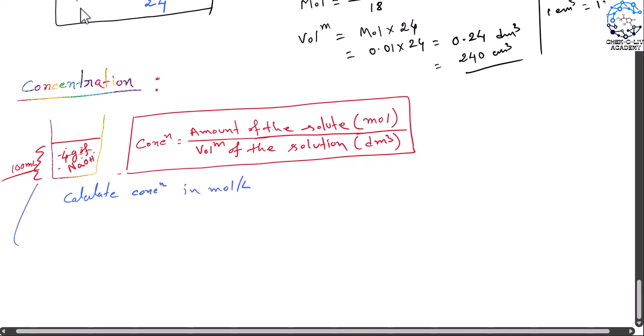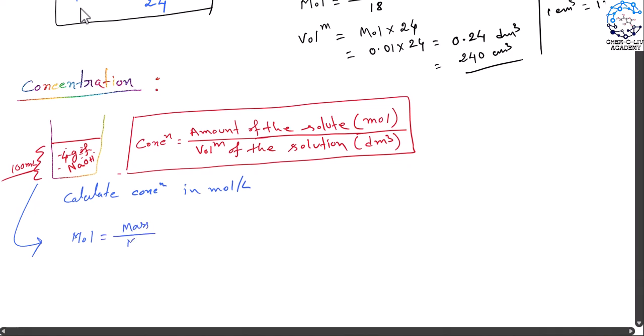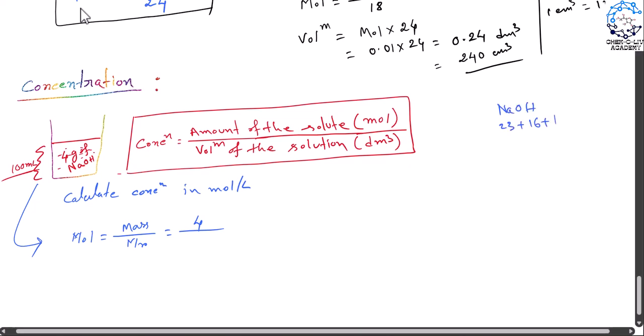So let's calculate. My formula says the amount of the solute in mole. So let's calculate the mole first. Mole will be equal to mass over molar mass. Mass is 4 gram given. The molar mass of sodium hydroxide is 40. Let's calculate it. NaOH: Na is 23 and oxygen is 16 plus 1, so 17 plus 23 is 40. So 4 over the molar mass 40 will be equal to 1 by 10, so that means 0.1 mole. Okay, we got 0.1 mole.